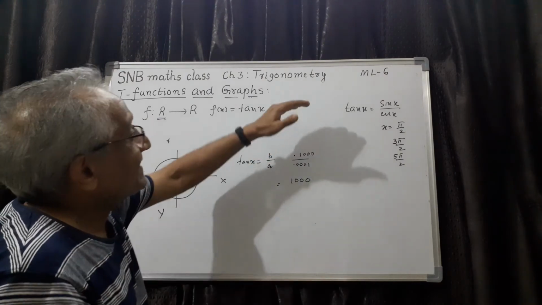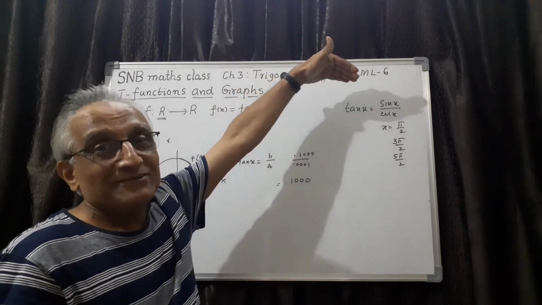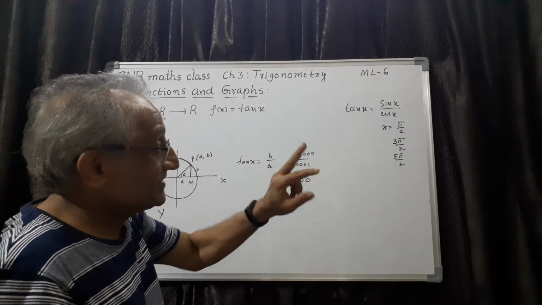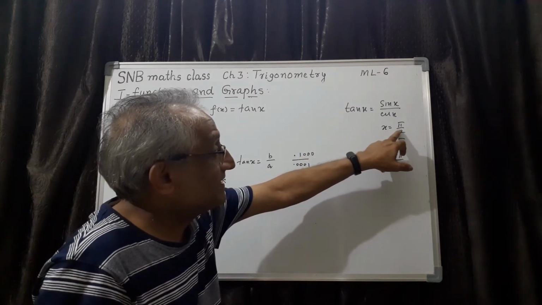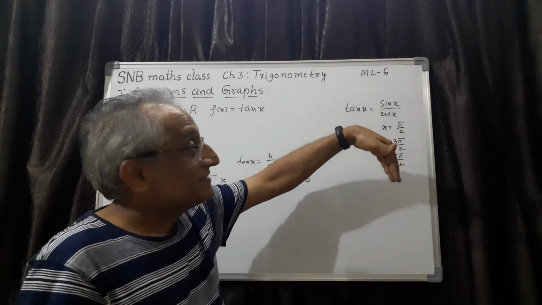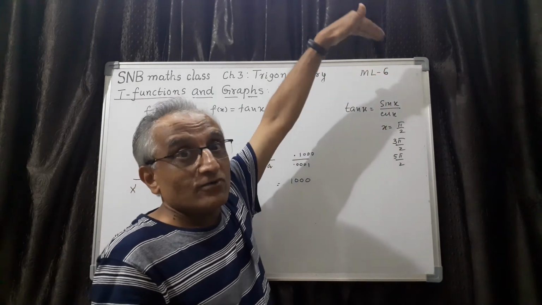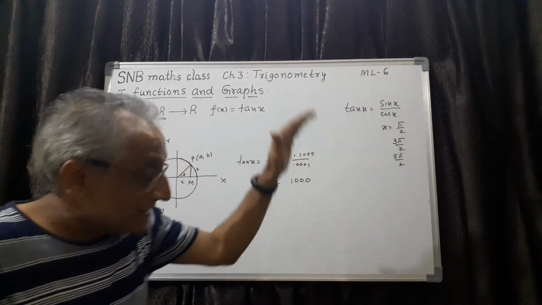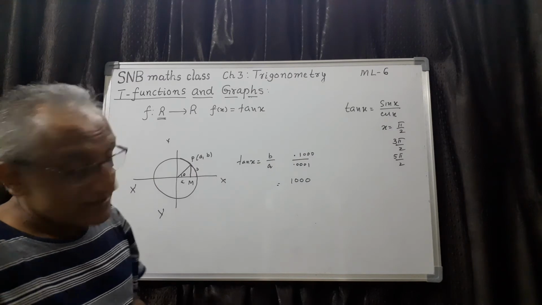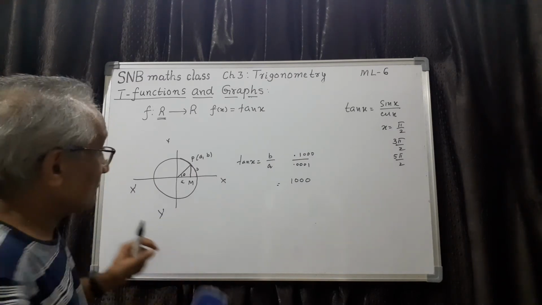Now, when this A is very, very small, B is whatever value, this value becomes big. Meaning, tan can take any big value. Therefore, you see, when x is 90, tan is not defined, means it can be going to positive infinity or negative infinity. Both are possible. Therefore, how to draw the graph of tan?